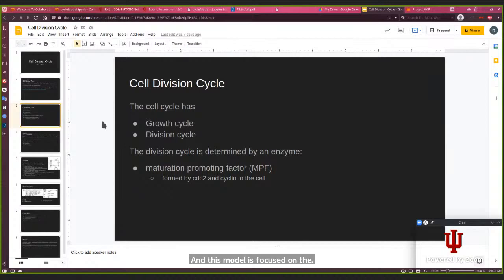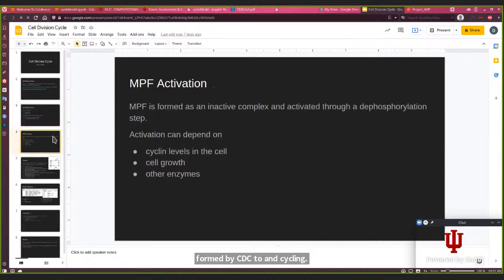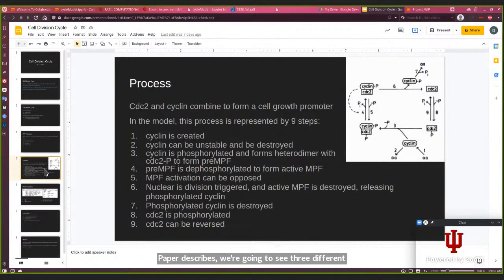And there's this maturation promoting factor that's formed by CDC2 and cyclin. And it's a multi-step process. So it's formed as an inactive complex. And then there's an extra step where it's, I think, dephosphorylated. I should probably double check that, and it depends on these different things. And in the paper, it describes three different states that this model can operate in, and it's going to happen in different sort of environments and different cell types.